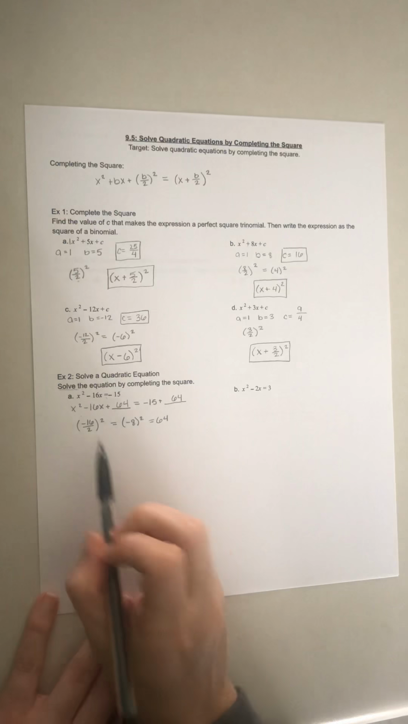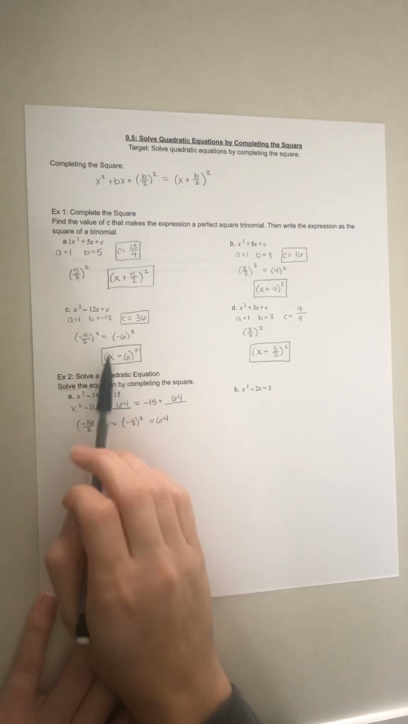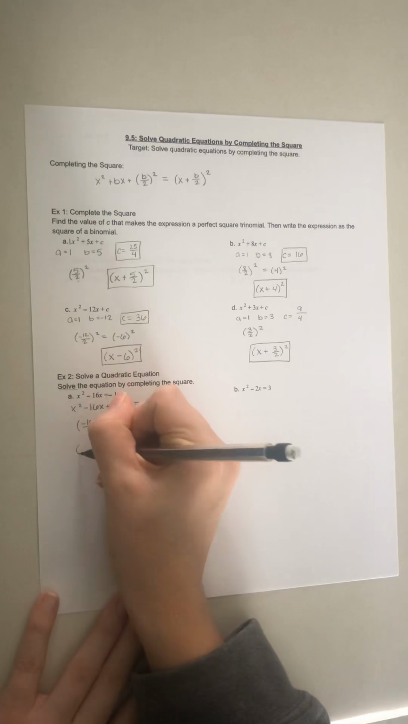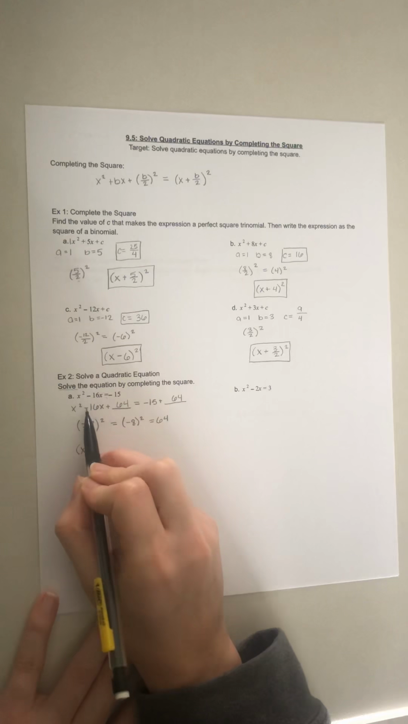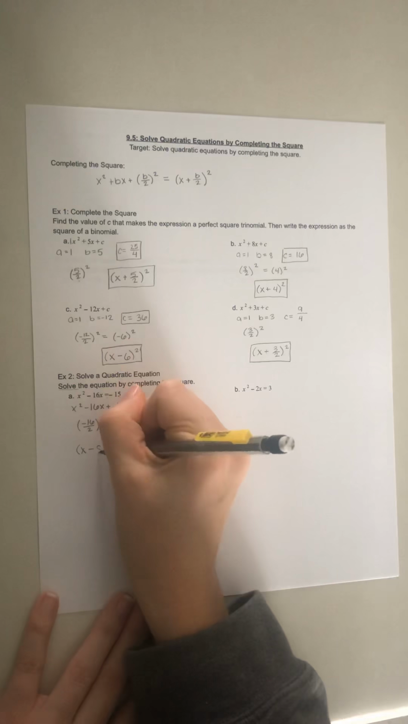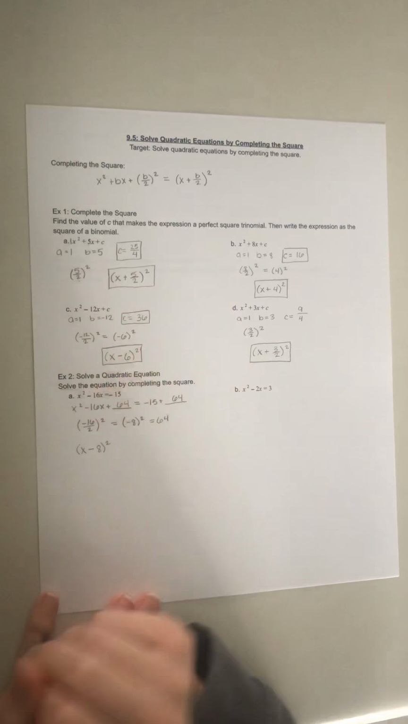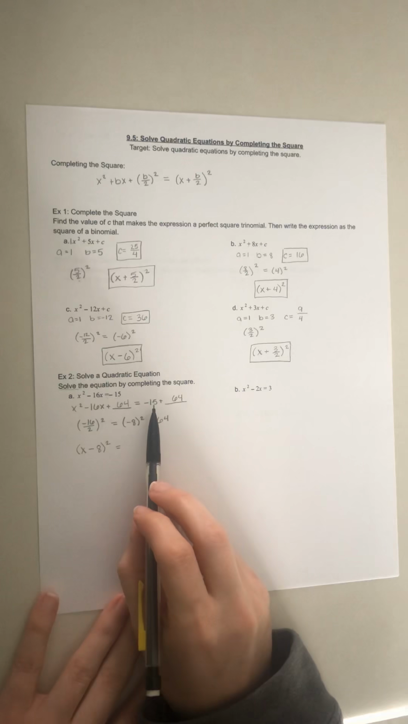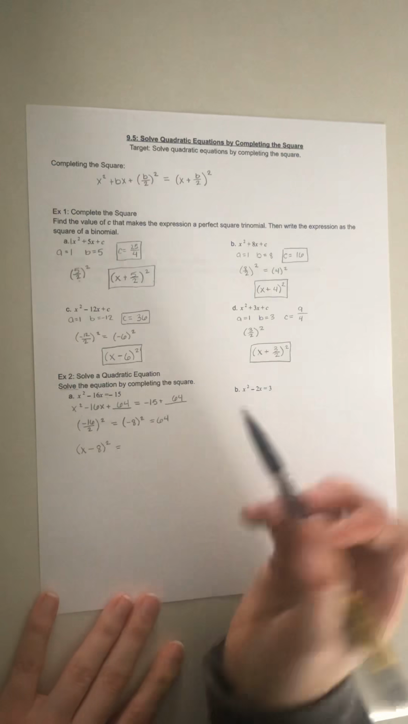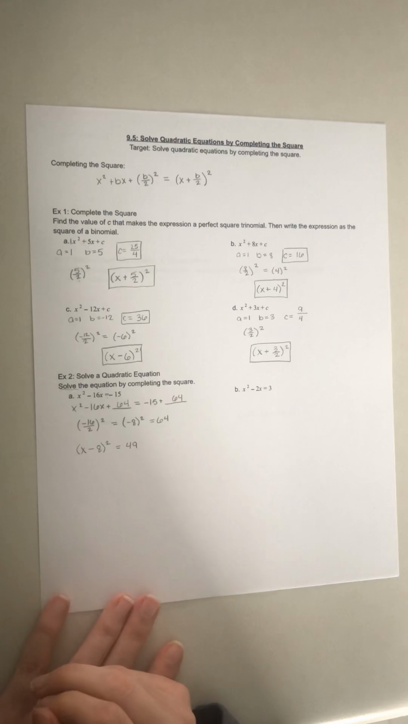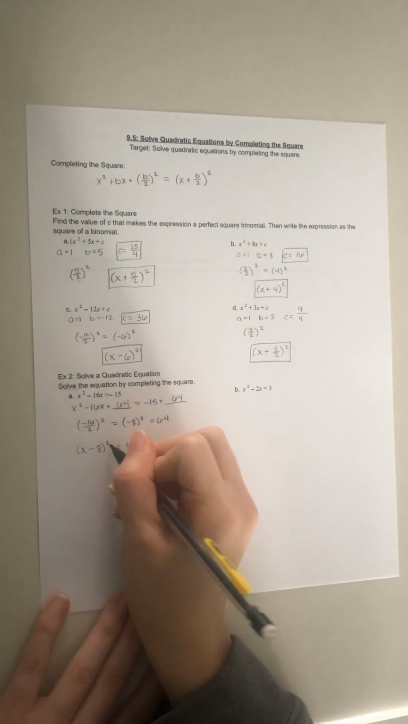So then what we did up here when we got it into the binomial, we're going to do the same thing. So I have x, since it is a minus, I'm going to have a minus, and then whatever we had in our parentheses. So we have this 8, so I'm going to put the 8 there, and then I have a squared. And then this is going to equal negative 15 plus 64, which is 49.